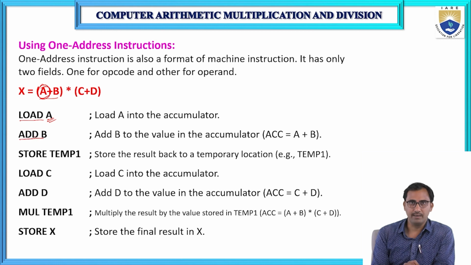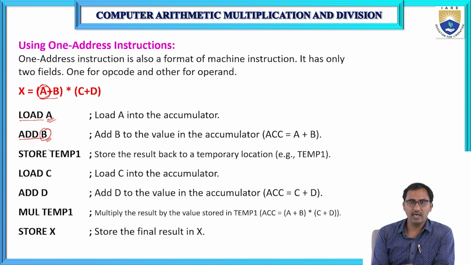Then add b. That means the b value is added with the accumulator, because in the accumulator a is already there. So with that a, I'm adding this b. Okay, so now the accumulator contains a plus b.